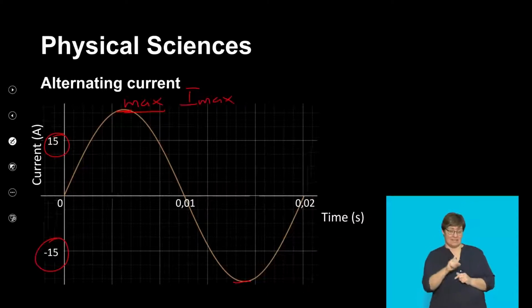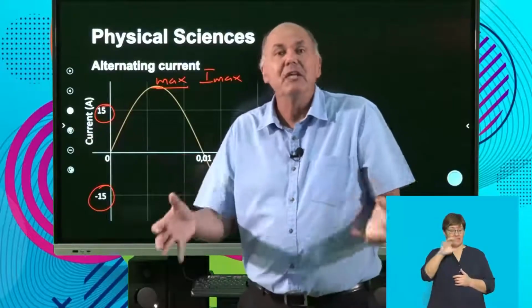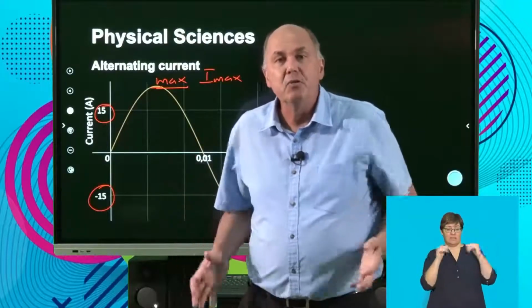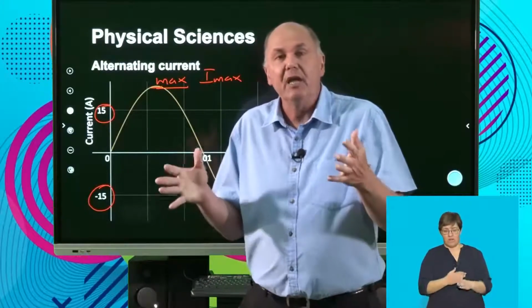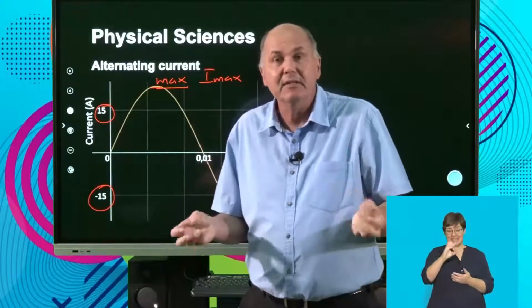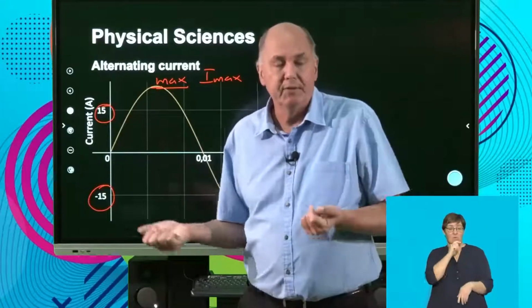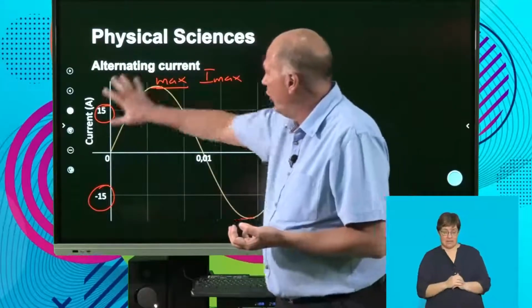Now, what could we do if we were saying, well, this is alternating current, I want the equivalent of this to run a machine, and I know that it can run a machine on DC, direct current, and use up 2 amps. So how can I work out?